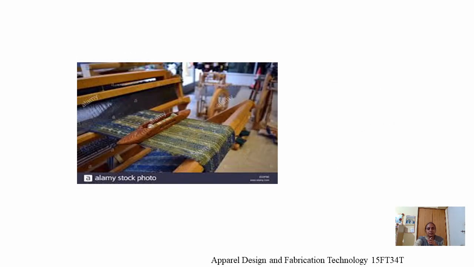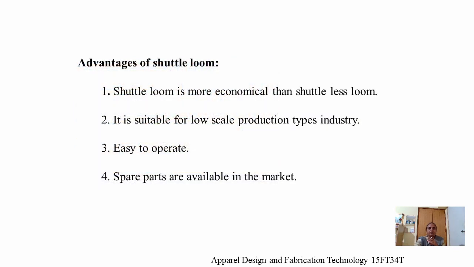This is the shuttle loom. See the shuttle, warp beam and the cloth beam, harnesses and reeds are fixed there. This is the figure. Advantages of the shuttle loom. What are the advantages of the shuttle loom then?